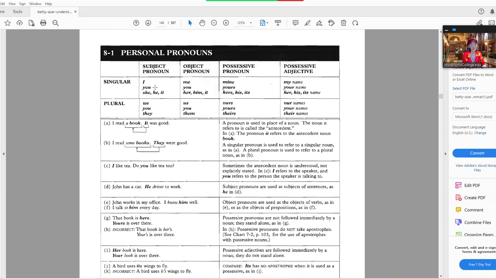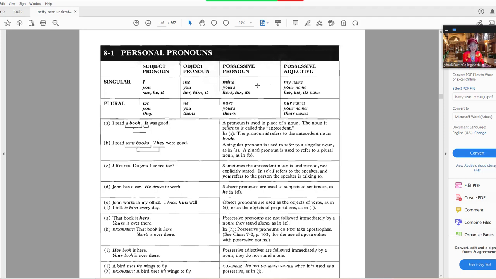A subject pronoun, I, you, she, he, it, we, you, they, always occurs before the verb. An object pronoun, me, you, her, him, it, you, us, and them, always occurs after the verb. A possessive pronoun is when you want to show possession: mine, yours, his, hers, its, ours, yours, theirs. A possessive adjective: my name, your name, his, her, and its name, our names, your names, and their names.